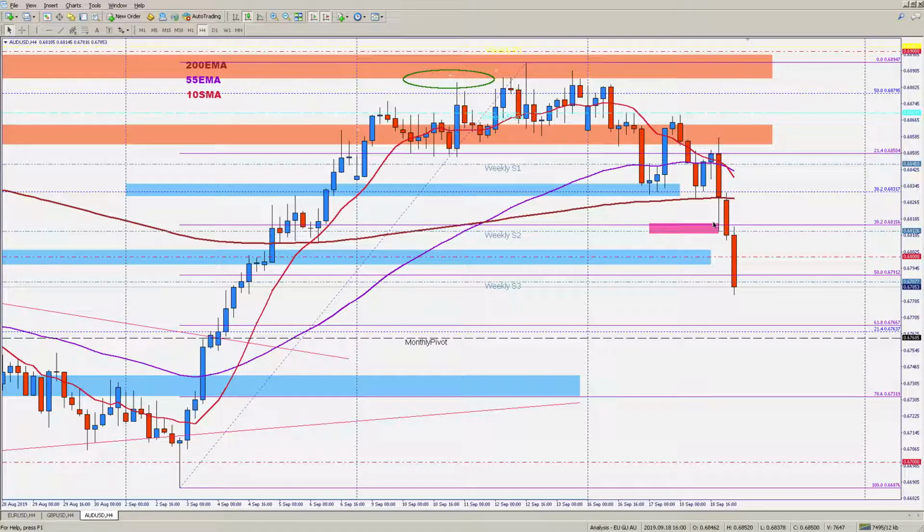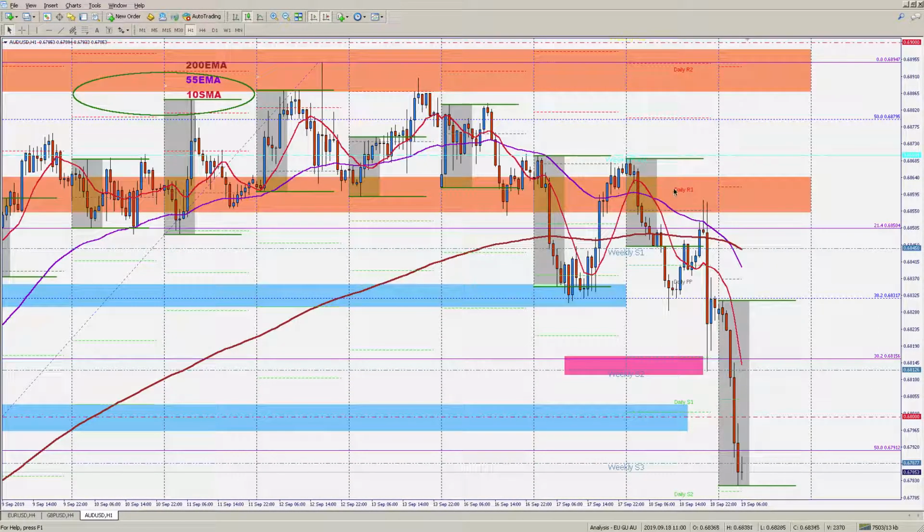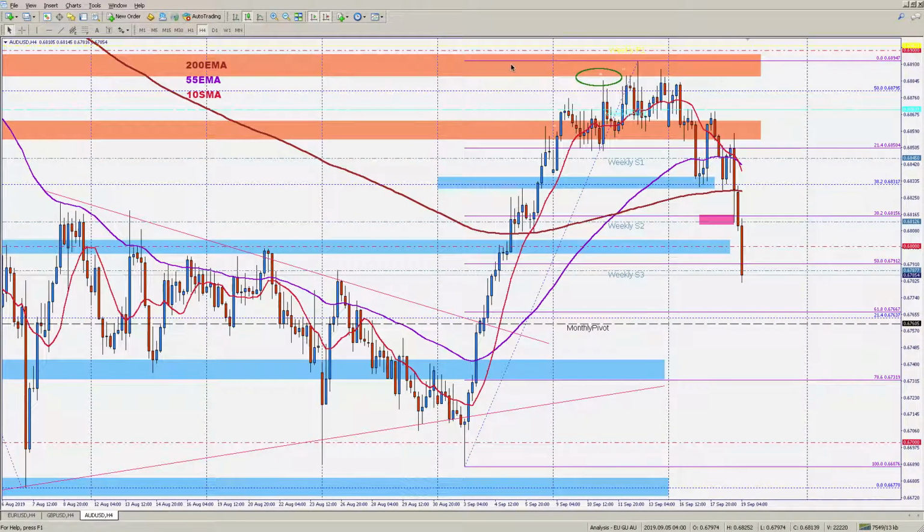You can see after the Fed rate decision, it fell to hit weekly S2, retraced back, and today it has continued to weaken. The jobs report was later. It had already started to weaken before that, and the jobs report was mixed for Australia, with the unemployment rate ticking up slightly.